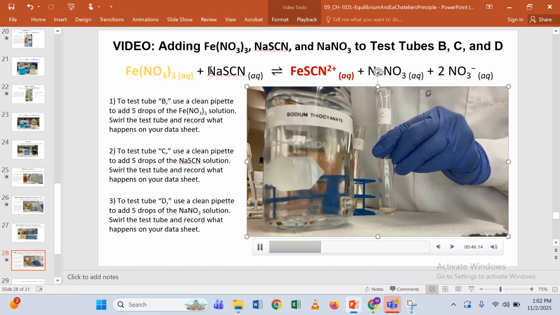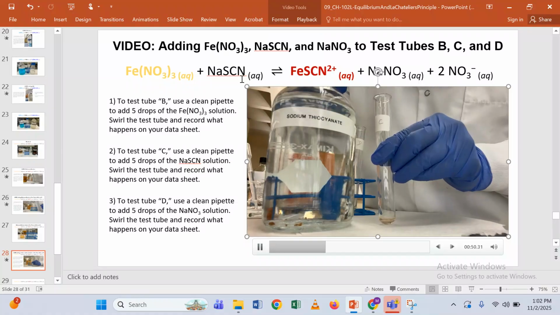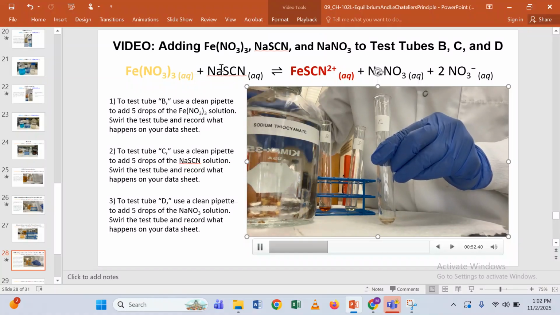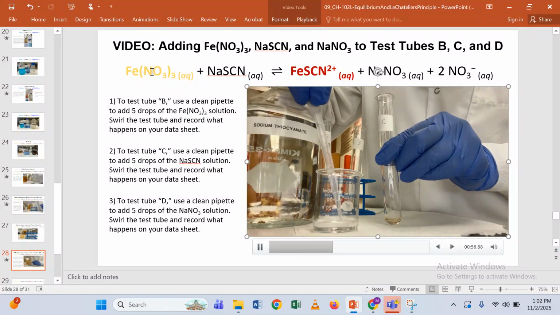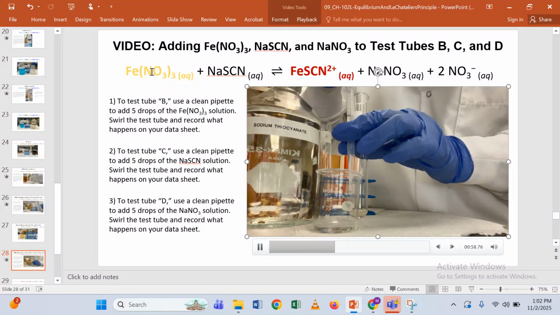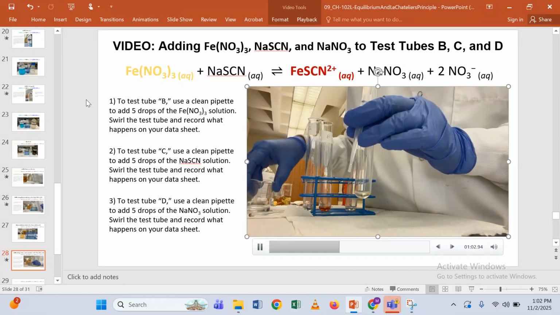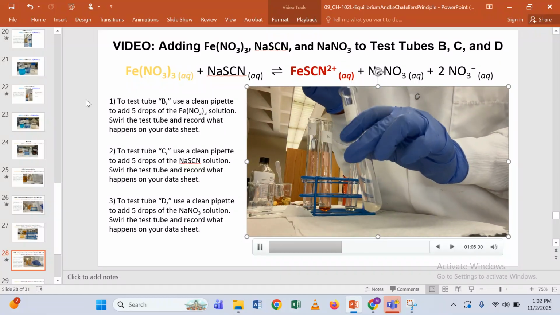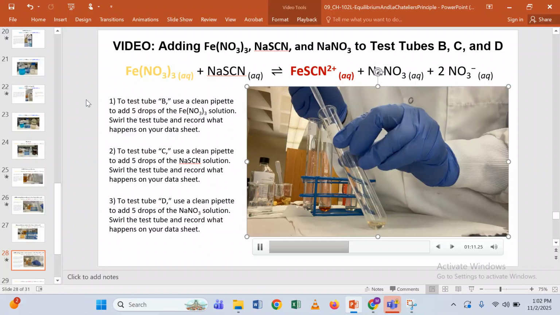Let's look at C. C, we're gonna add NaSCN, which is the other reactant. Let's see, is it gonna behave similar to Fe(NO3)3? So let's see. If we see red, that means it's a right shift. Let's add it. We're adding it. If we see red, it's a right shift. If we see yellow, it's a left shift.